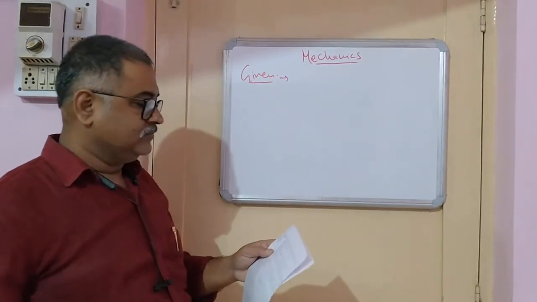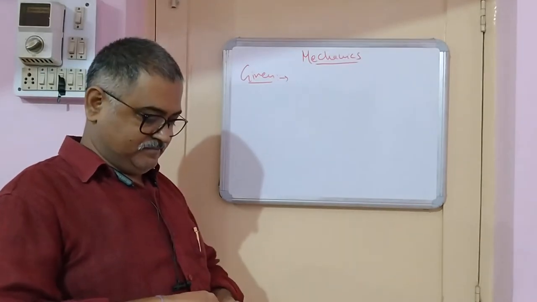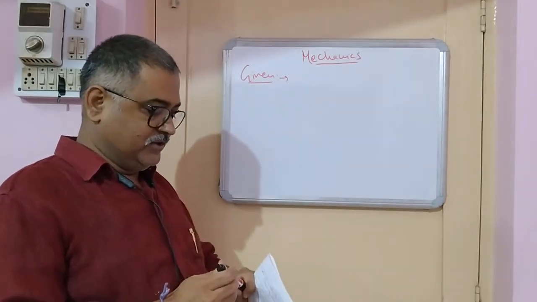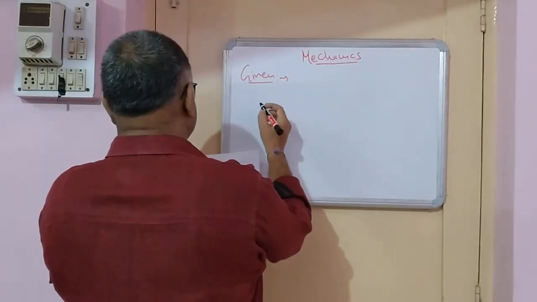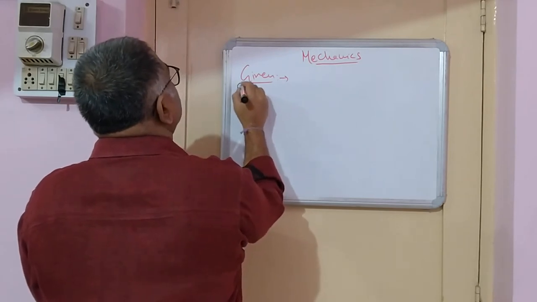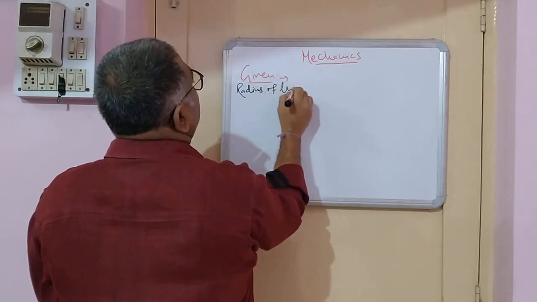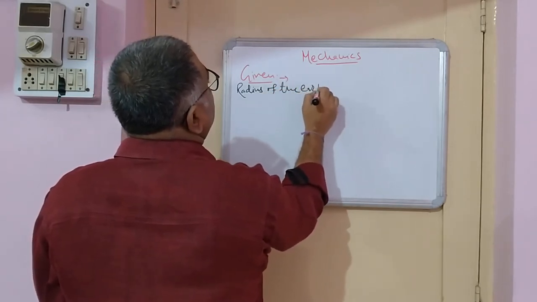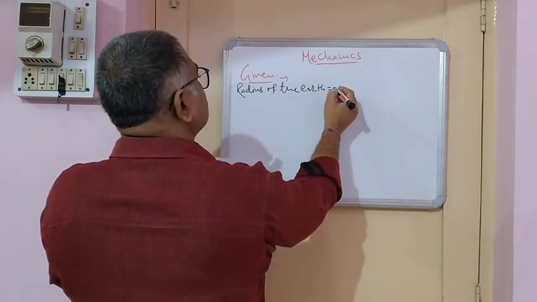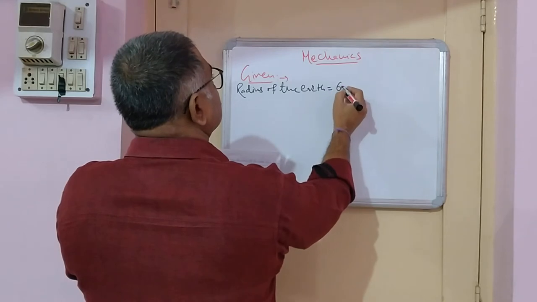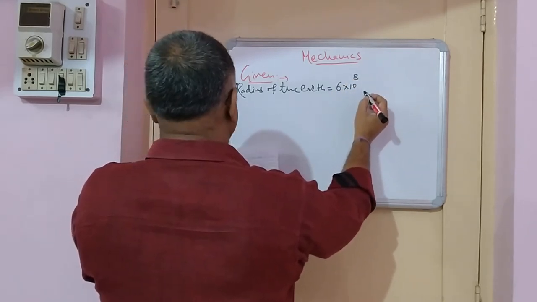What have they given? Radius of the earth, it is given. What is the radius of the earth? They have given radius of the earth is equal to 6 into 10 raised to 8 centimeter.